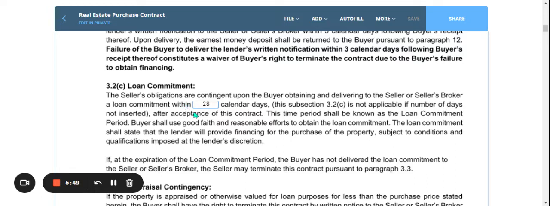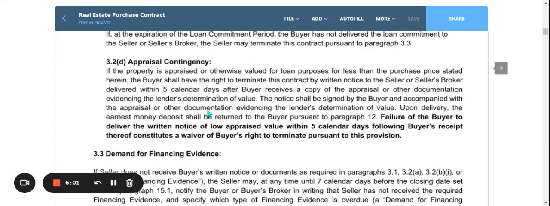So loan commitment just essentially says that we are going to promise the seller that the lender will have an officially approved loan within 28 days. That's more than enough time.